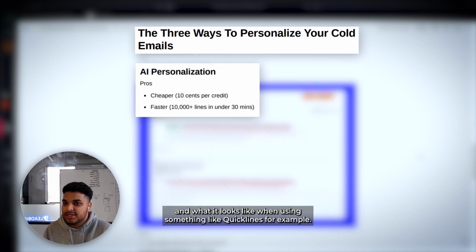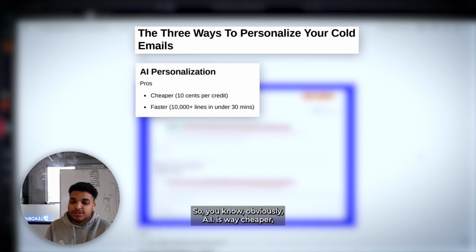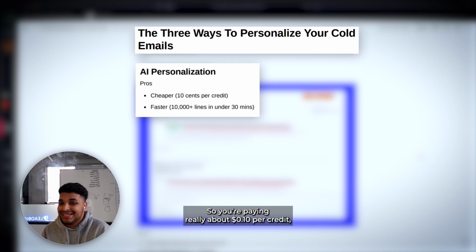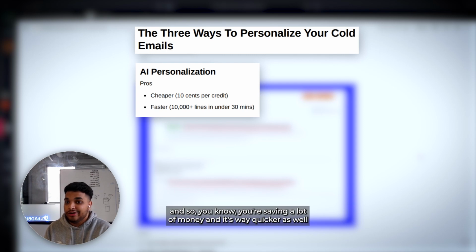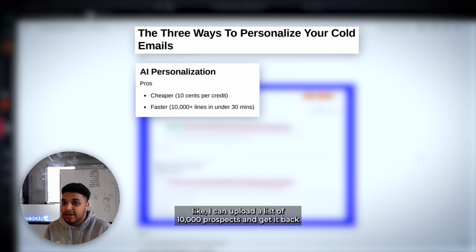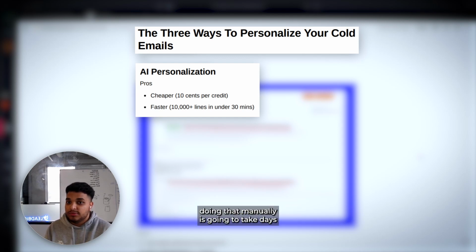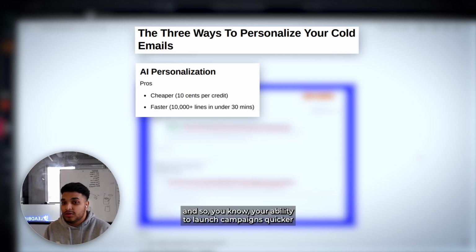All right. So now let's talk about AI personalization and what it looks like when using something like QuickLines, for example. Obviously, AI is way cheaper, right? You're paying about 10 cents per credit, which is going to spit out about 3 lines. So you're saving a lot of money, and it's way quicker as well. I could upload a list of 10,000 prospects and get it back within 30 minutes. Doing that manually, it's going to take days. And so your ability to launch campaigns quicker is massive because you're saving so much time.